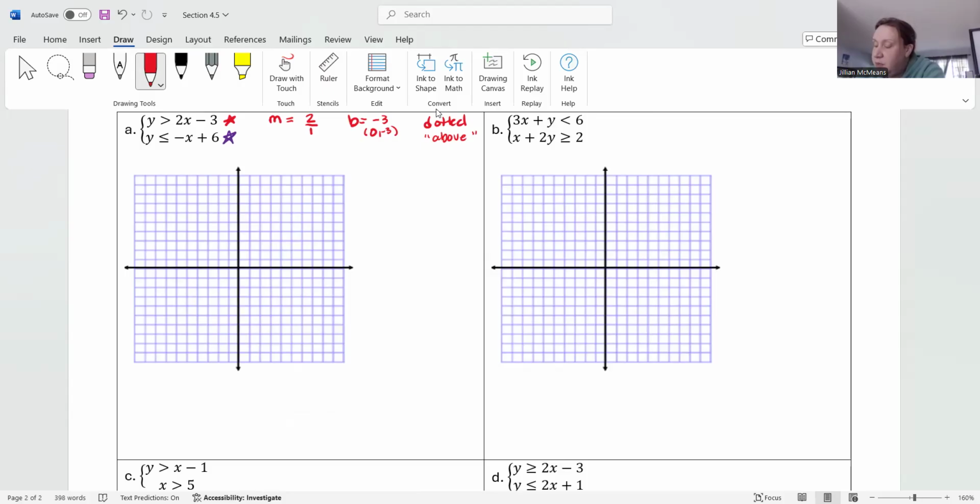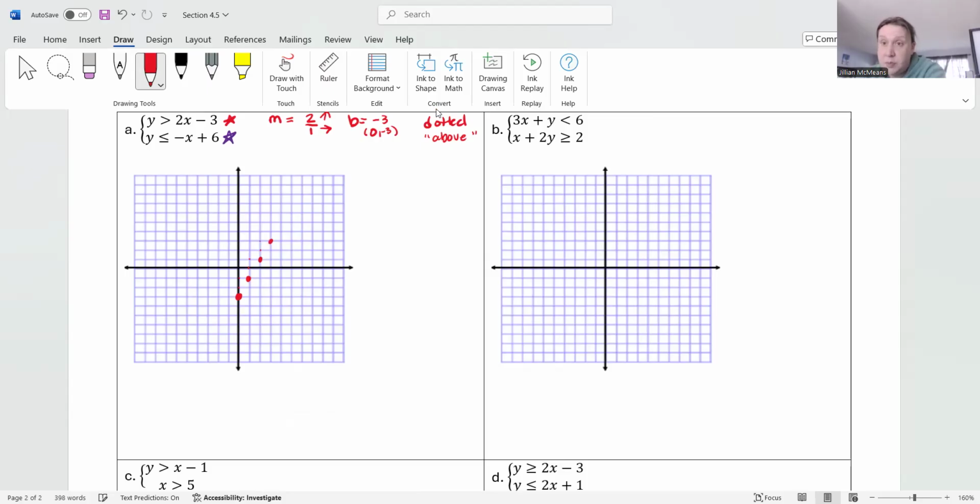So we want to plot the y-intercept, which is -3. At the origin, I don't go left or right, but I do go down 1, 2, 3. And then from there, I want to apply the slope. My slope is 2 over 1, so that tells me I can go up 2 and then to the right 1. So I'm going to go up 2, right 1, up 2, right 1, up 2, right 1.